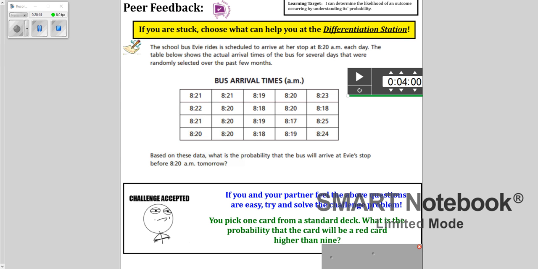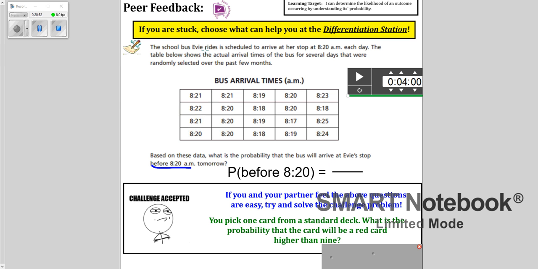All right, we're looking at these bus arrival times. They want to know the probability that the bus will arrive at EV stop before 8:20. The key is it says before 8:20. So remember, probability is always desired outcome over total. So we want to know the probability of before 8:20. And it's going to be a fraction. We need the total and the desired.